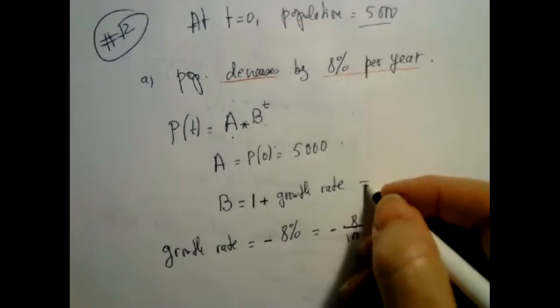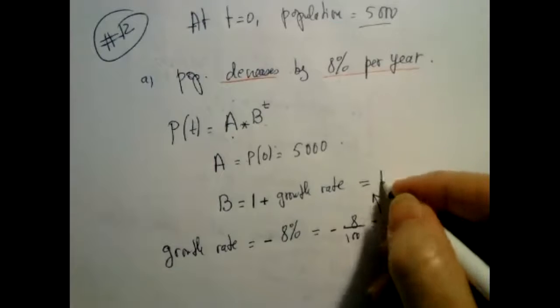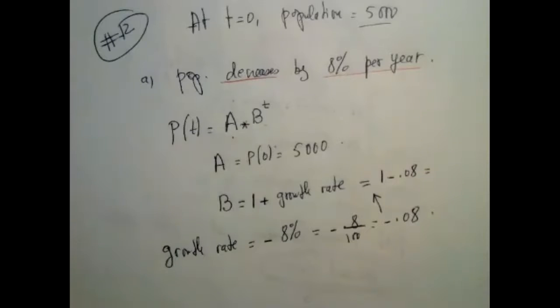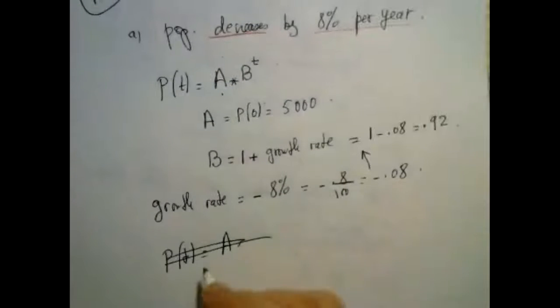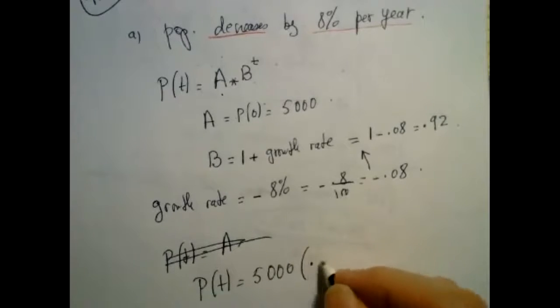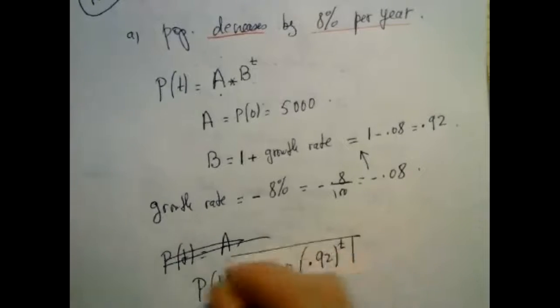The growth factor is going to be 1 minus 0.08. And now you just have to pick up your calculator. So 1 minus 0.08 is going to give me 0.92. So it means that the population is 5,000 times 0.92 to the power t.